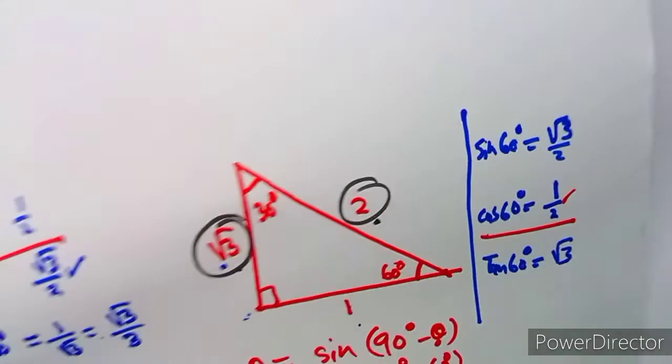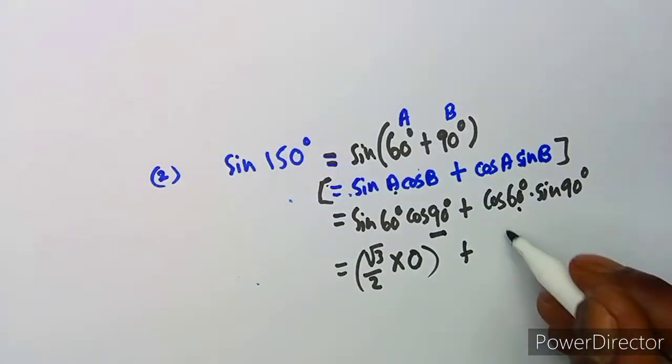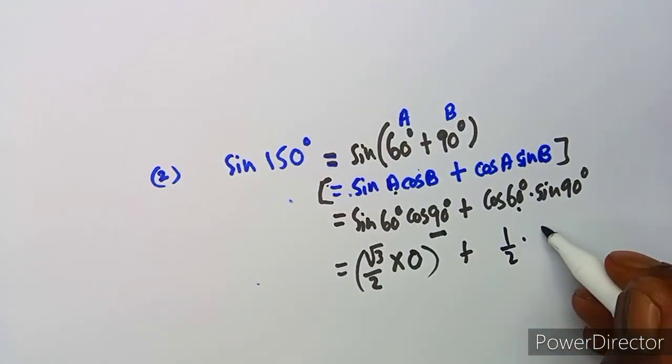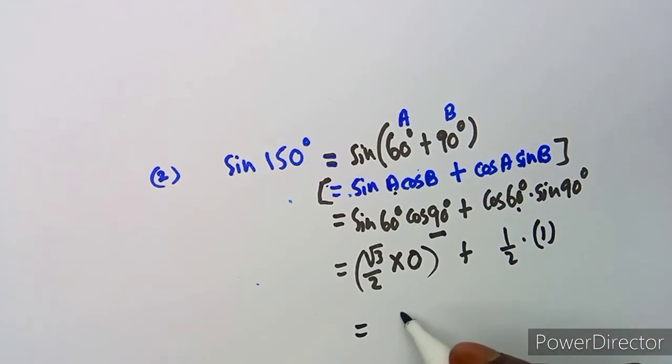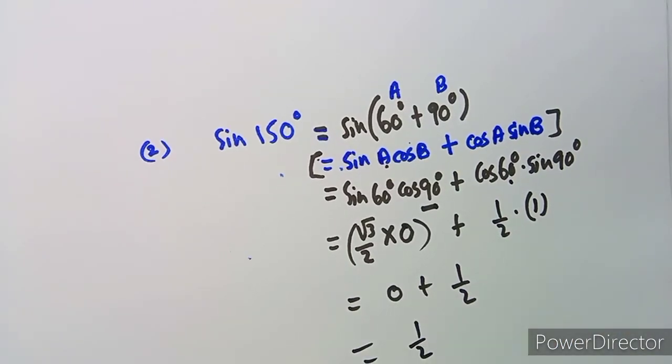Okay, what about cos 60? Cos 60, that's adjacent over hypotenuse, which is a half. So it's going to give us a half times sine 90, which is 1. So that will be 0 plus half times 1, which is a half. So this will give us a half in this case, which is 1 over 2.